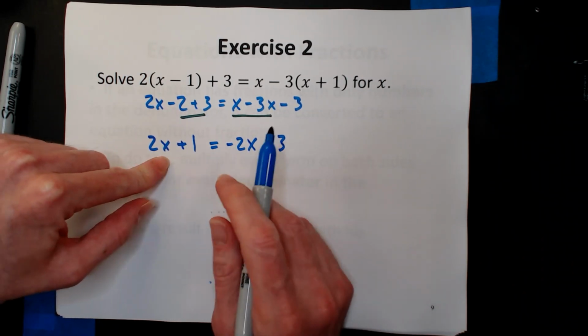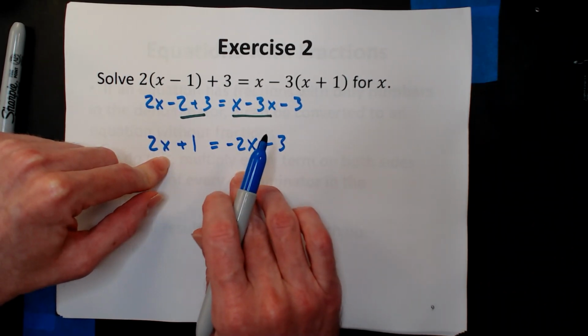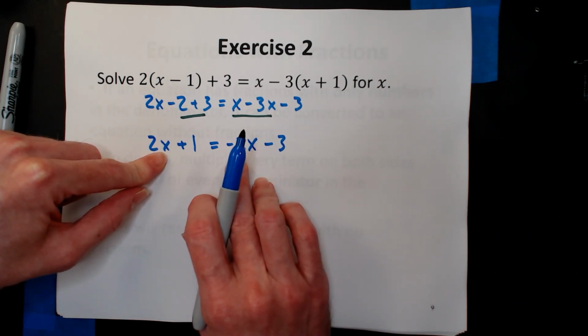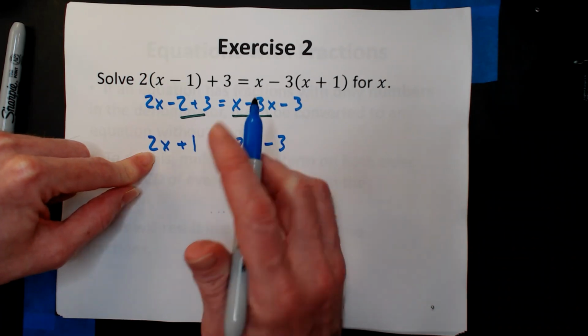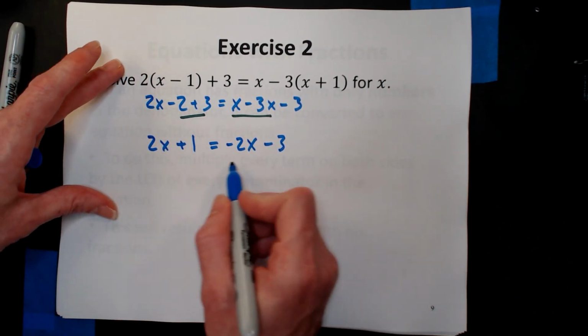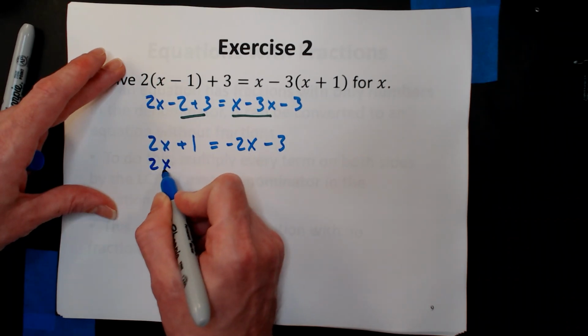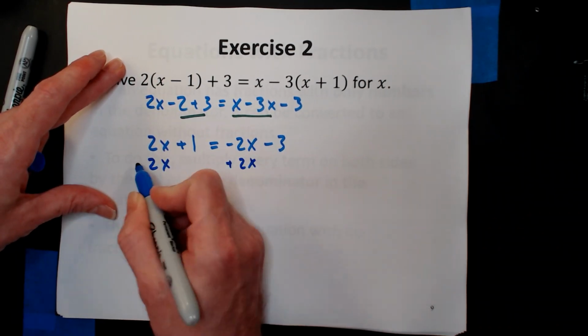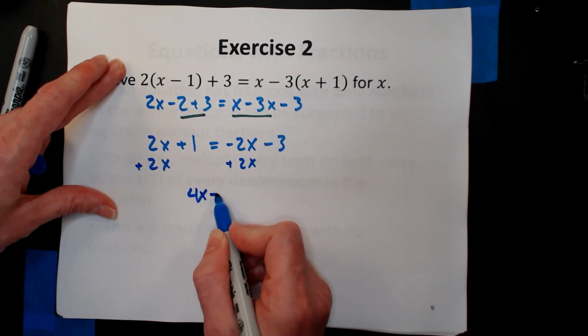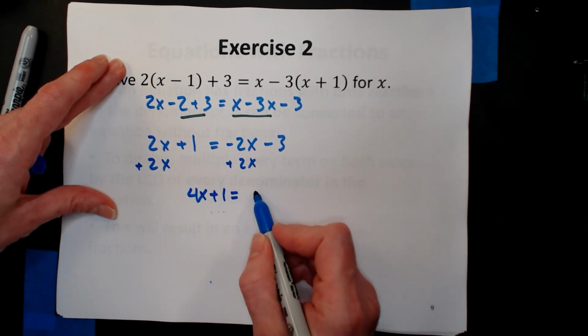Remember, if you want to cancel something on opposite sides of the equal sign, they have to have the same value and the same sign in front of it. They both have to be positive if you want to cancel on both sides. But here I'm just going to add to both sides. I'll add 2x plus 2x. So that's going to give me 4x. Oops, a little close. Plus 1 equals negative 3.